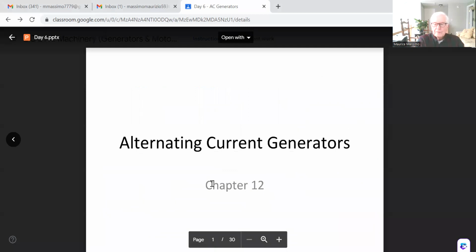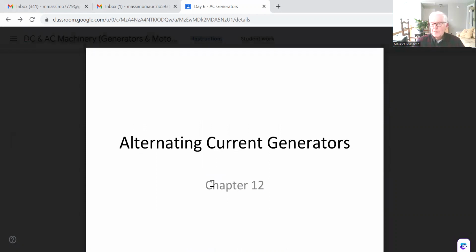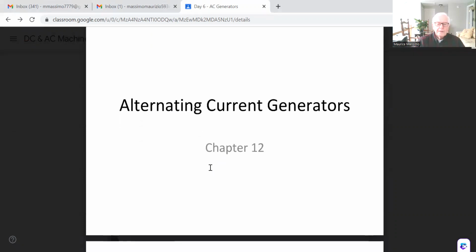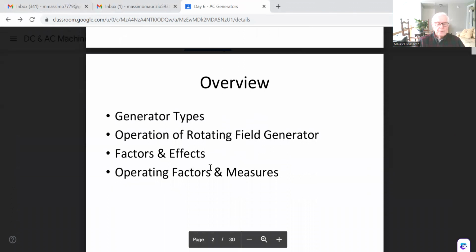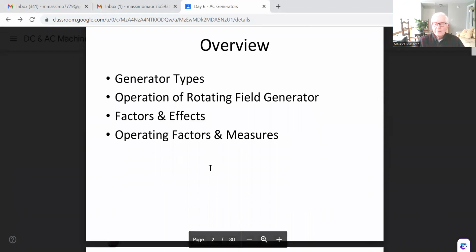So today's main subject is alternating current generators. It's chapter 12 in the new book, the yellow book by the same author called Alternating Current Fundamentals. In the presentation, we're going over two general types of alternators, and the operation of a specific type, the more widely used one, the rotating field generator. We'll go over factors and effects that you can have.